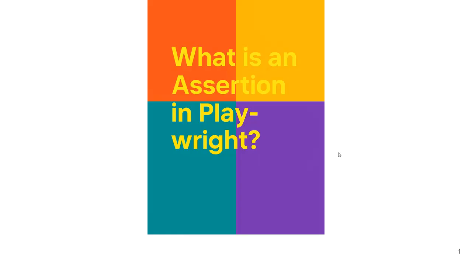Today in this series, I will talk about assertions in Playwright. So let's get started. First, what is an assertion in Playwright? An assertion in Playwright is a way to validate the expected outcome in your test scripts. It confirms whether a particular condition in your web application holds true. For example, checking if a button is visible, if a URL is correct, or if a piece of text exists on the page.